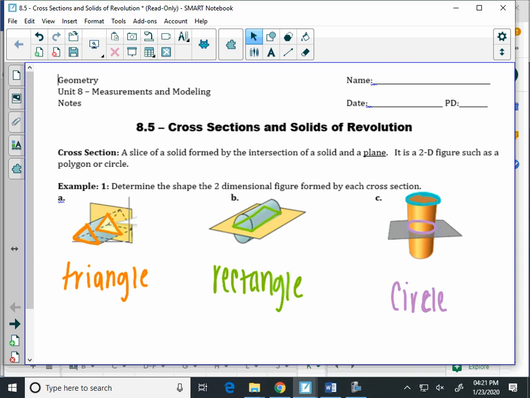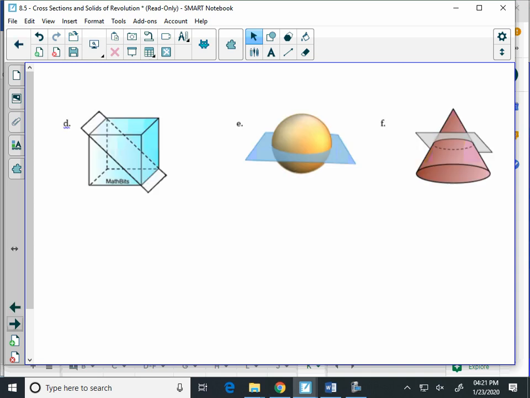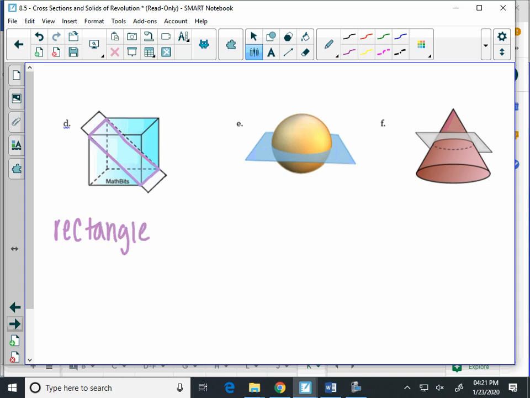If we take a look at D, again, I'm going to trace along the plane where it's hitting my 3D figure. The two-dimensional figure that I get, I drew a rectangle. So the cross-section is a rectangle. If we take a look at E, again, I'm going to trace along the outside of the sphere, along the plane. Again, I'm estimating what's happening behind it, but it's just going in a circle form. So I get a circle.